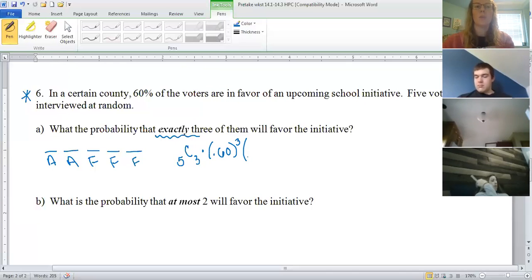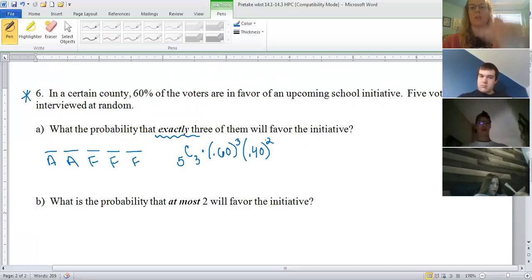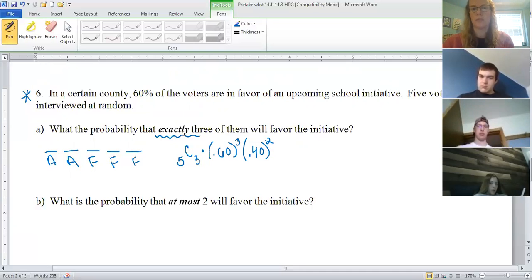And then we've got to weigh the people that are against it. That would be the 40%, and we're going to have 2 that would be against it, so that's going to be raised to the 2nd power. For the binomial probability, you're always going to have that combination of what you want out front, but then you have to put in each of the percentages and raise them to the power of what you want.